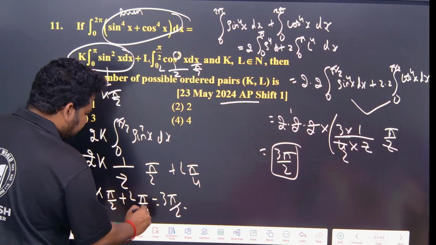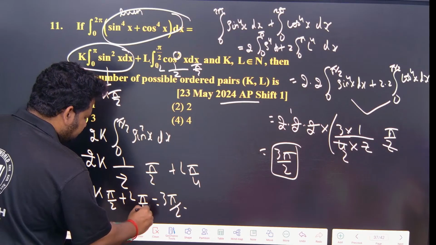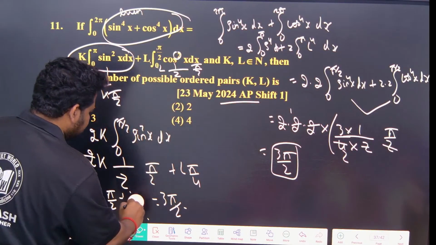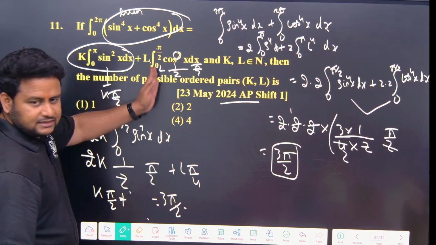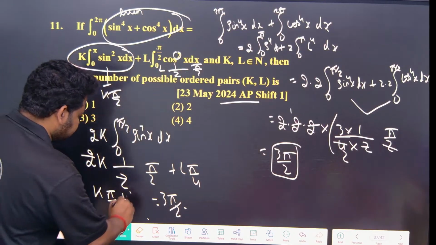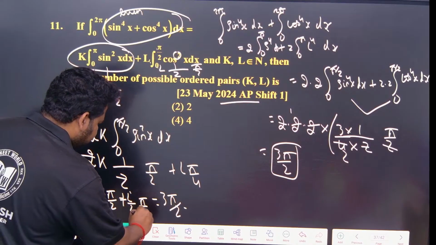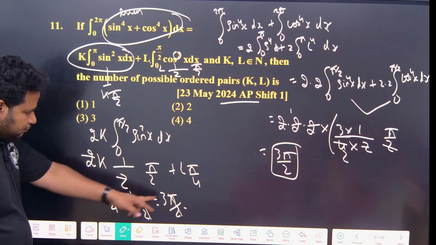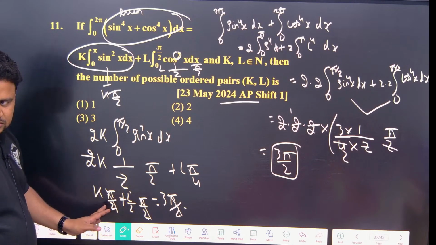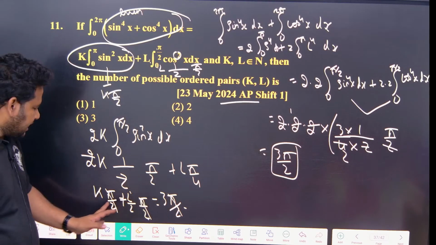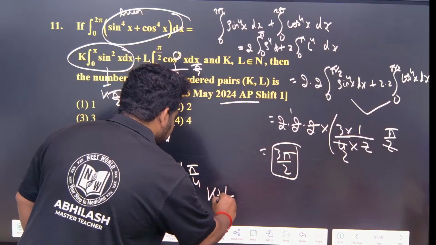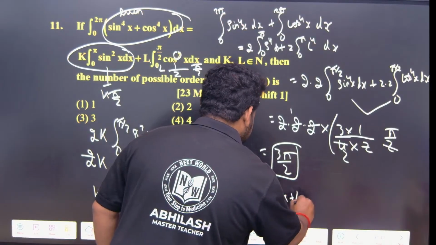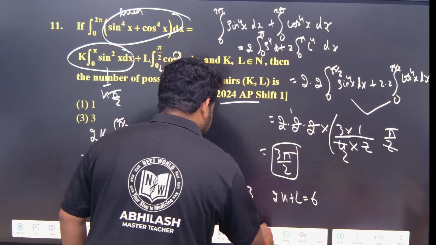Instead of keeping pi by 4, I will write L into 1 by 2 into pi by 2, which is L by 2 into pi by 2. Now pi by 2, pi by 2, pi by 2 I can cancel, correct no, Srinidhi, correct no, Sharan. I am left with k plus L by 2 is equal to 3. So that means 2k plus L is equal to 6. So 2k plus L is equal to 6.